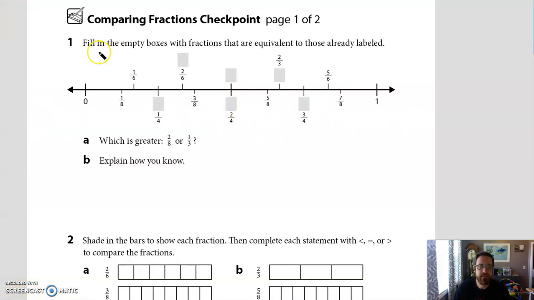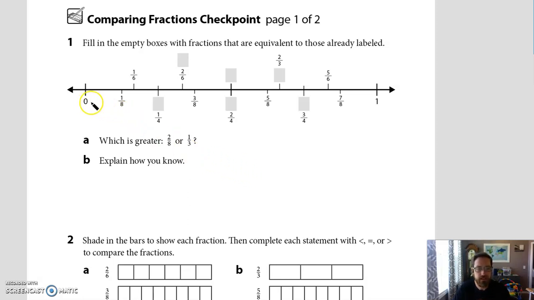Number 1 says fill in the empty boxes with fractions that are equivalent to those already labeled. So we just need to make equivalent fractions. And remember, we talked about in earlier lessons, to make equivalent fractions, you either have to multiply the numerator and denominator by the exact same number or divide them both by the exact same number.